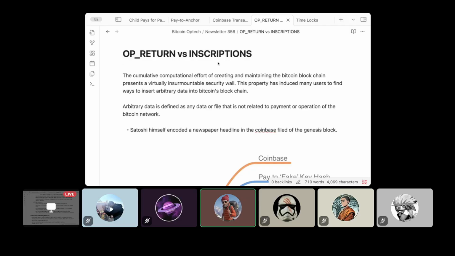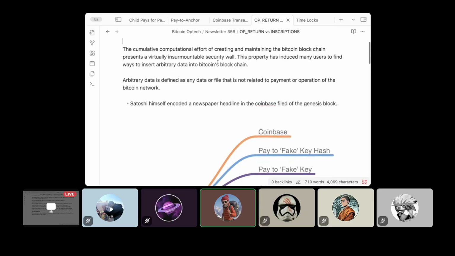Cool. This next one is a bit interesting, given the current context of Core versus Knots. We'll have a look at all the methods available to store data in the Bitcoin blockchain. We'll also see why some protocols prefer to store their data using OP_RETURN versus inscriptions. That's what the whole debate is about right now.